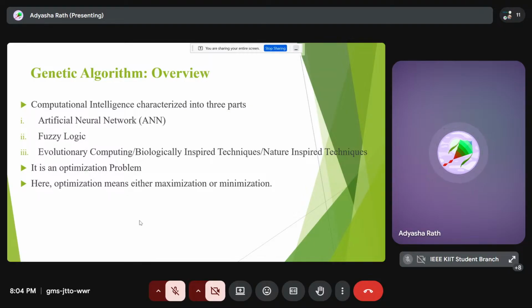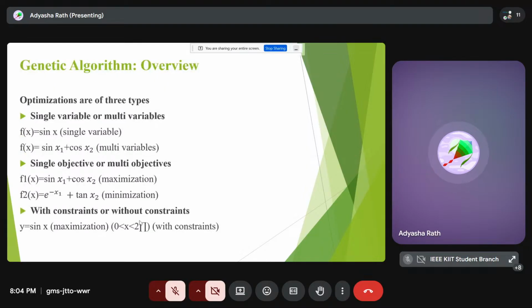It is for optimization problems, either maximization or minimization. And here the optimization may be single variable or multivariable. Single variable means f(x) = sin x, where x is the single variable. f(x) = sin x1 + cos x2 means it is multivariable. Single objective or multi-objective: single objective is f1(x) = sin x1 + cos x2 for maximization, and f2(x) = e^(-x1) + tan x2 for minimization.